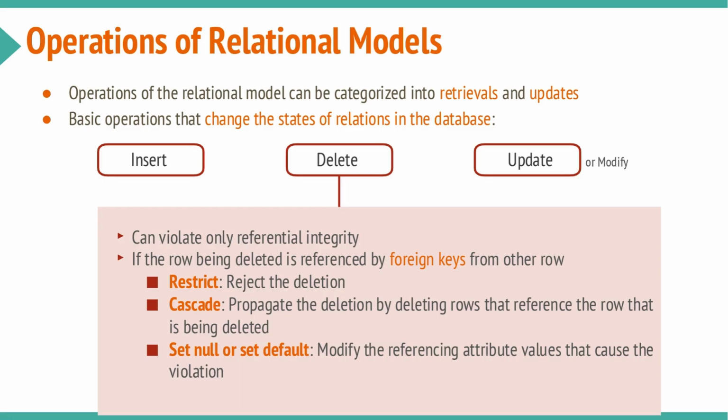Cascade means delete them too. If we delete the Nike brand, the database will automatically go to the products table and delete all the products that are made by Nike. Be careful with this one. Or set null. If we delete the Nike brand, the database will go to the products table and change the brand ID for all Nike products to null. This means we don't know the brand anymore.